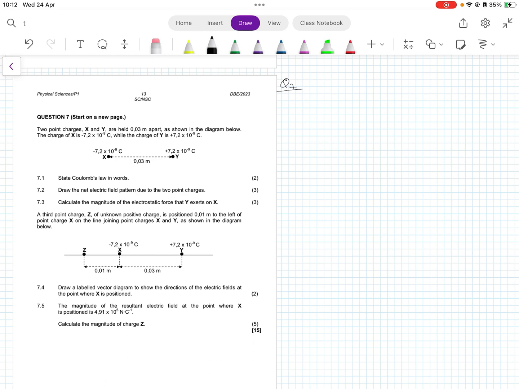Now, question 7 tells us that 2 point charges X and Y are held 0.03 meters apart, as shown in the diagram below. The charge of X is minus 7.2 times 10 to the minus 9 coulombs, or minus 7.2 nanocoulombs, while the charge of Y is plus 7.2 nanocoulombs. The first question asks us to state Coulomb's law in words.